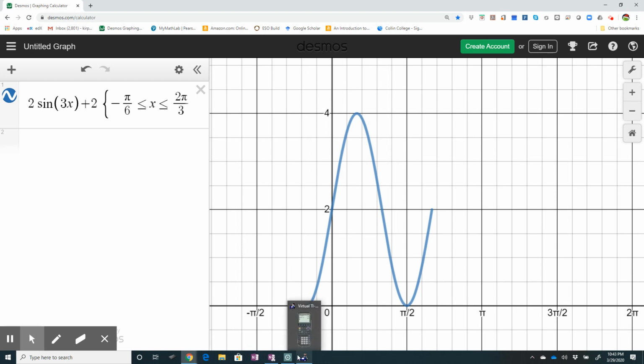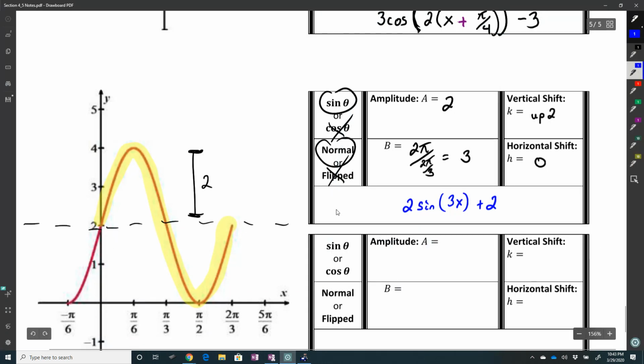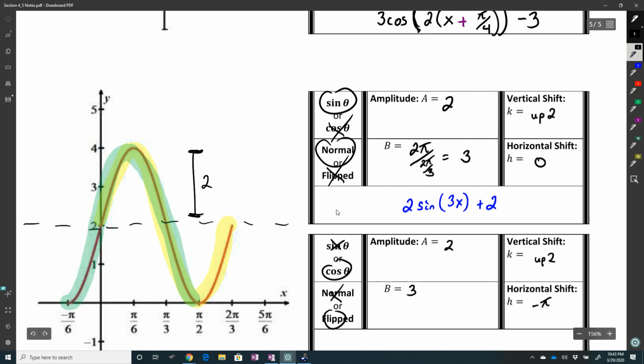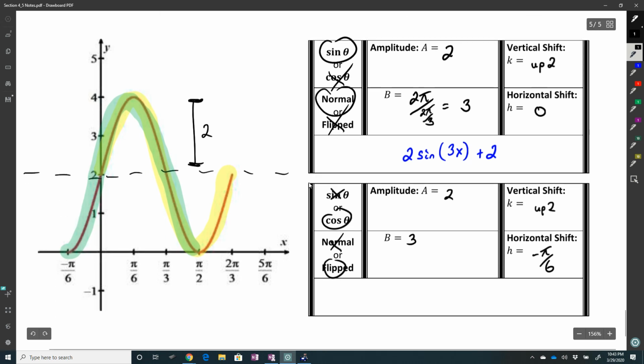So now let's look at the other one. Not the other one, but if we wanted to do a cosine. So cosine would start here, and this is the upside down cosine. The amplitude is still 2, period is, or the b is still 3, vertical shift is still up 2. Horizontal shift now is left, so negative pi over 6. So this is negative 2 cosine 3 parentheses x plus pi over 6, and then up 2.